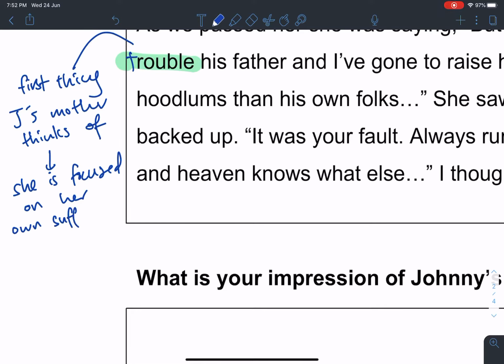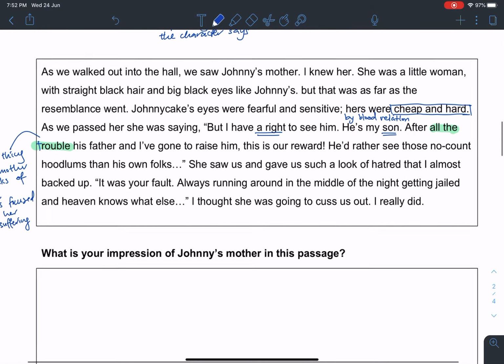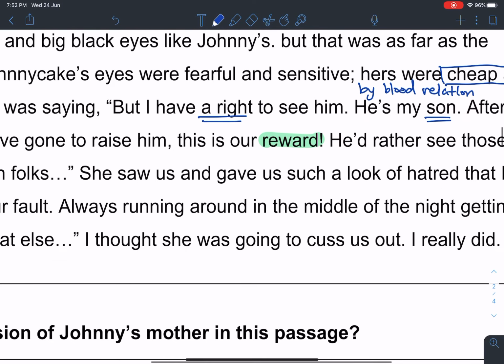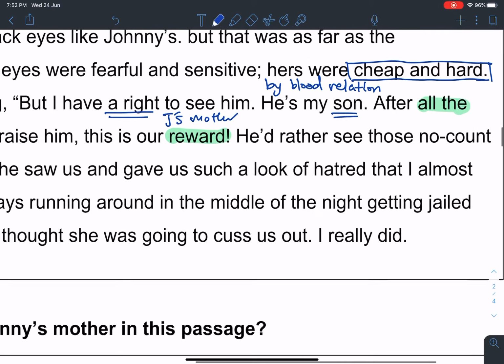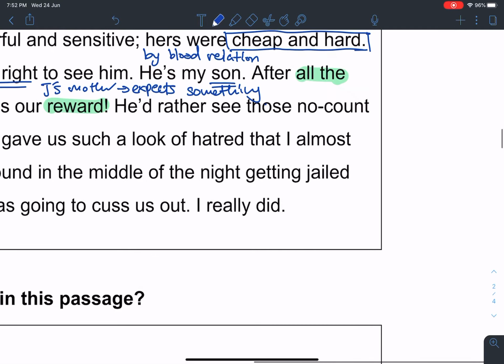And she is focused on her own suffering while her son is in hospital. Think about what that says about what kind of person she is. And then she says, "This is our reward." What does it say about her expectations? So Johnny's mother, she expects something, right? So what is her idea of her treatment of Johnny?